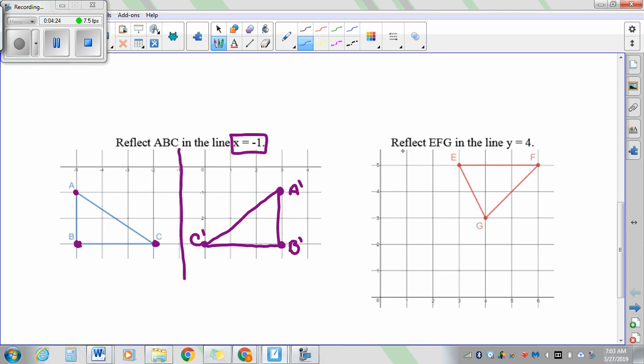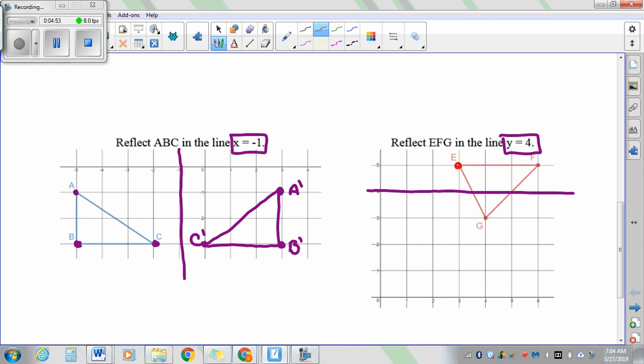The next one says reflect EFG in the line y equals 4. Again, if you did not know where y equals 4 was, use Desmos. Type it into Desmos, figure out what kind of line it is, what points it goes through so that you can recreate it on your graph. In this case, y equals 4 is a horizontal line going through 4. You'll notice it cuts this shape in half, but that's okay. It doesn't really matter. The process is still the same.